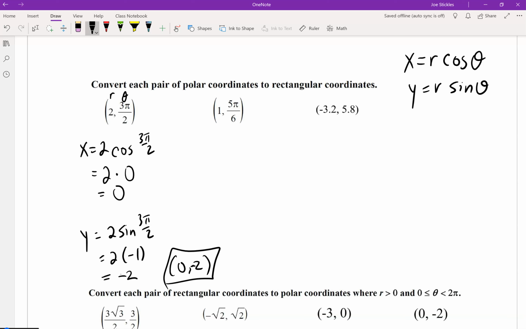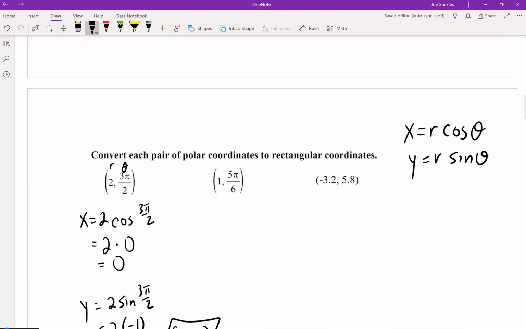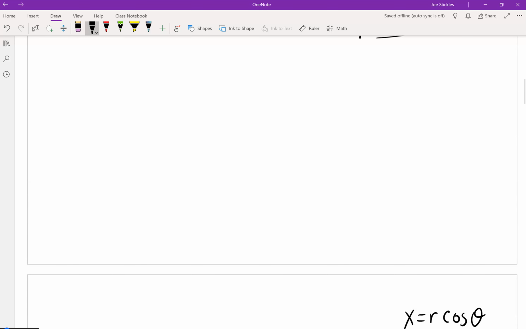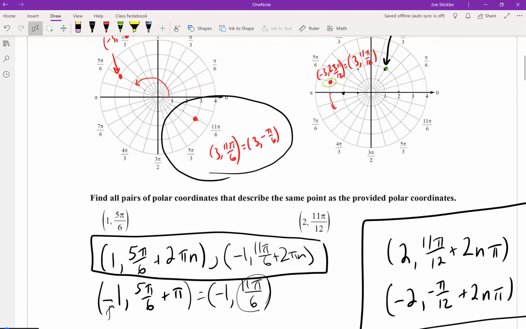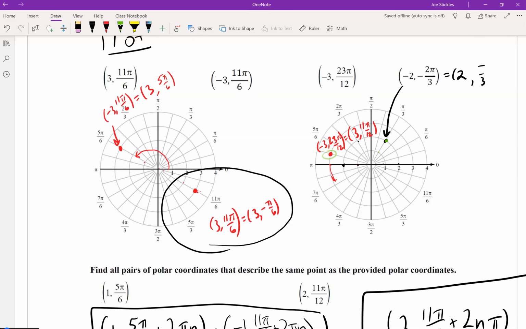Let's see this from the graph. I'm going to scroll back up and grab some of this polar graph paper so I don't have to find it somewhere else. Okay. The point was 3 pi over 2. So again, if I count over 2 in the positive direction and then rotate 3 pi over 2, I end up right here.